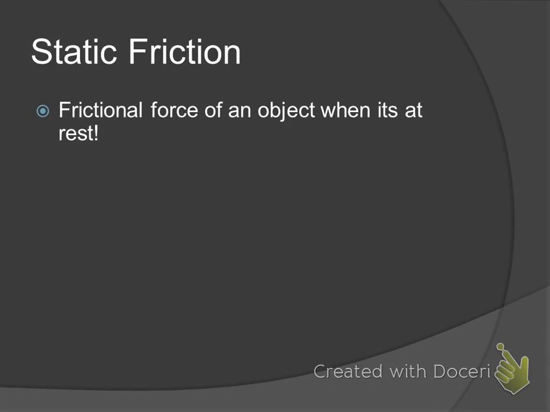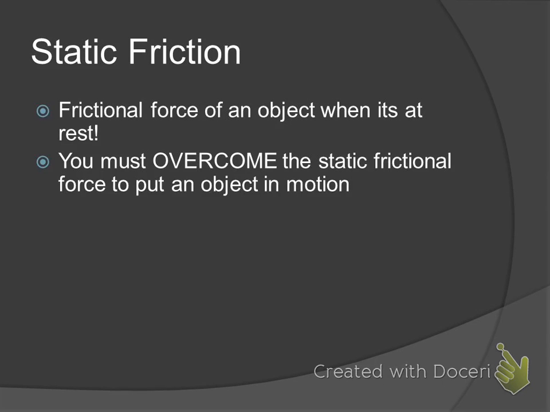Okay, and what does Newton's first law tell us about objects at rest? They want to stay at rest. Objects at rest want to stay at rest. Objects in motion want to stay in motion. So when we're talking about static friction, that means to overcome this rest position, we've got to apply a force that's large enough to overcome this static frictional force, okay? You have to overcome the static frictional force to put an object in motion. So you have to overcome a greater force to put an object in motion than to keep it in motion.